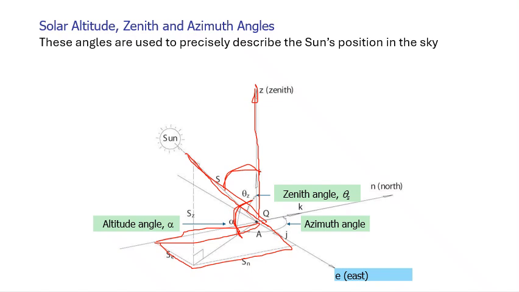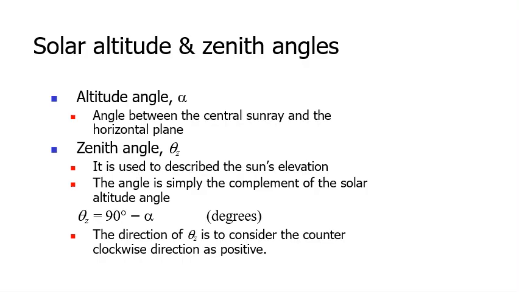And the azimuth angle is defined as the angle measured on the horizontal plane to determine the sun's location on the horizontal plane. Let us recap again about these three angles. Altitude angle alpha is the angle between central sun ray and the horizontal plane. Zenith angle theta is a complement angle to altitude angle, and it is used to describe the sun's elevation.